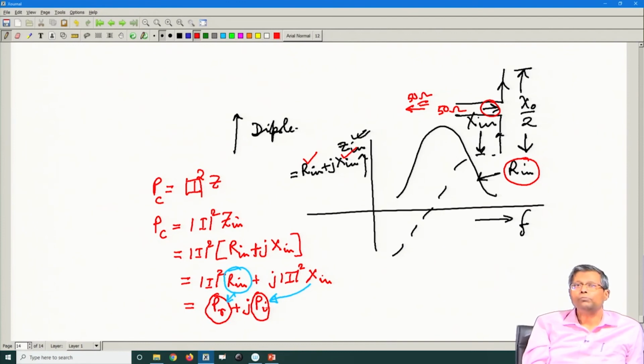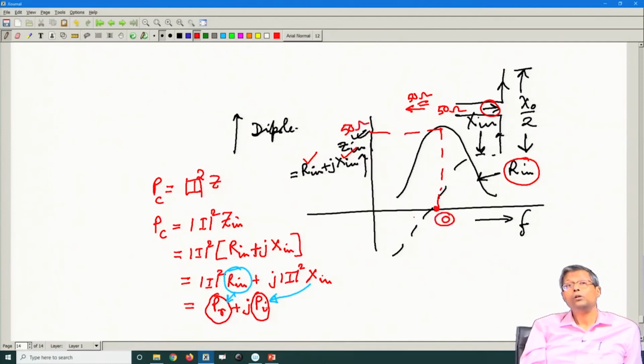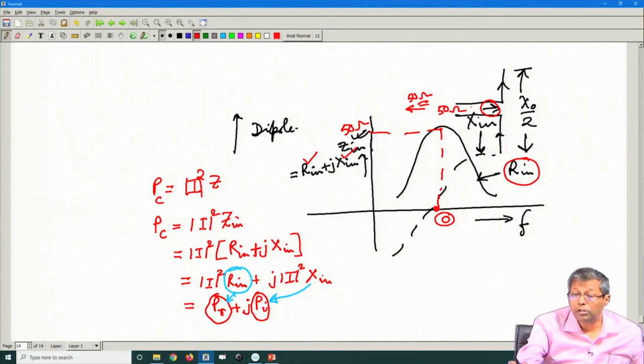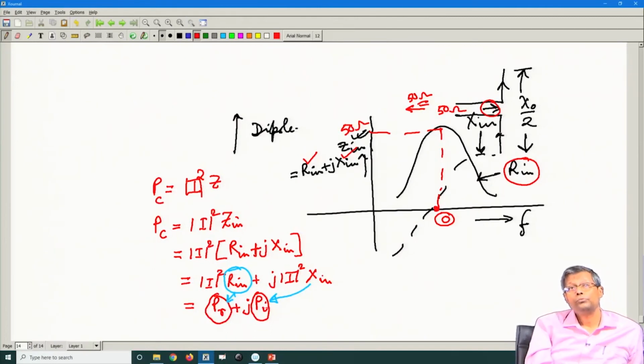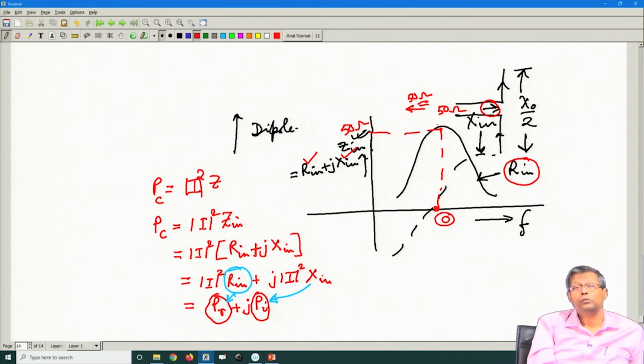How can it be 50 ohm? It can be 50 ohm if this input resistance is 50 ohm and this is 0. Only then will this transmission line see a 0 reactive load here, and it will see an impedance of 50 ohm there. So, this is called matching.